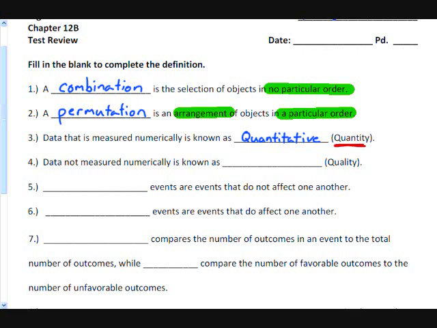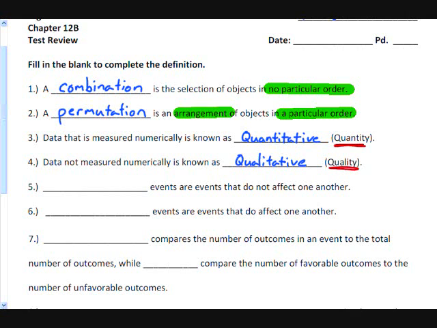When data is not measured numerically, when we're looking at the quality of it, what do you think is best? What do you like the most? We're looking at the quality of things. That's known as qualitative. Okay, so quantity versus quality.